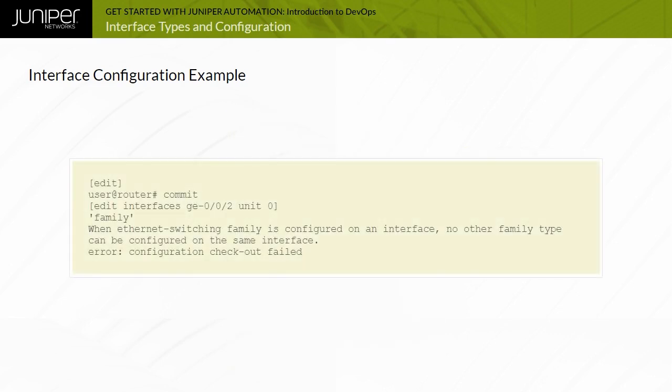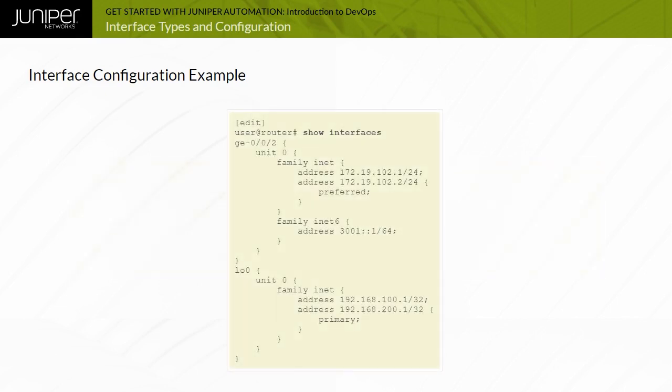While a single logical unit does support multiple protocol families, such as INET and INET6, you cannot configure a second protocol family in conjunction with the Ethernet switching protocol family. This example illustrates this point. The example also highlights the use of the preferred and primary configuration options.